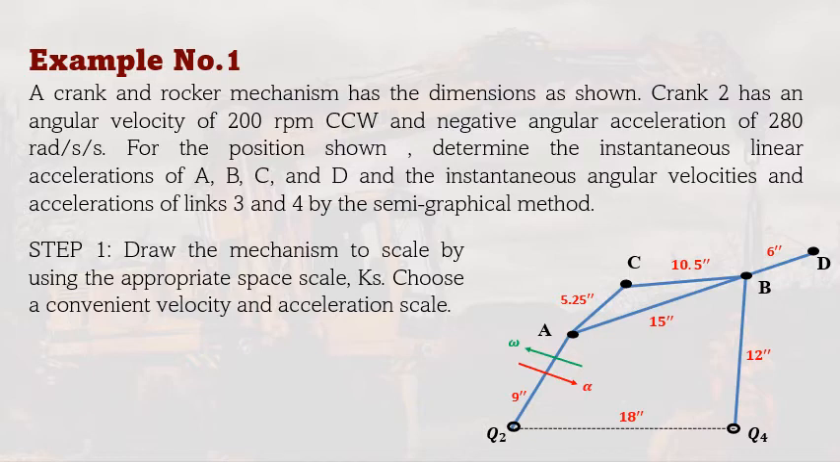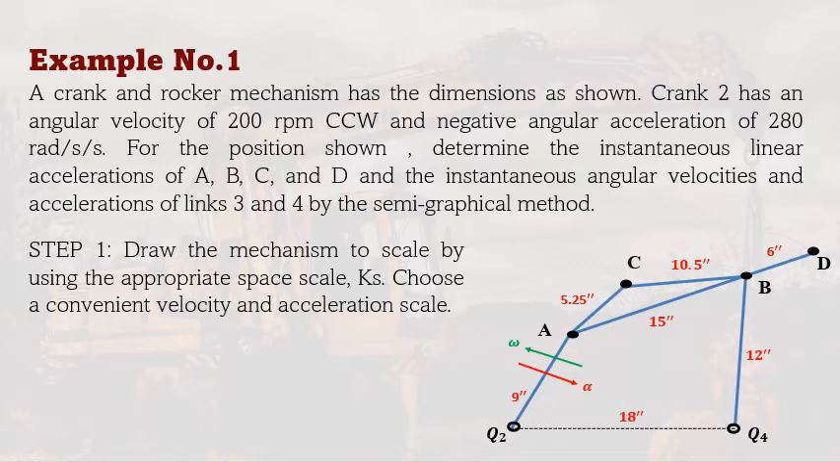Step 1 would be to draw the mechanism to scale by using the appropriate space scale. If you're given, for example, 10.5 inches, that is almost one ruler, so it cannot fit in your paper. In order to make sure that these dimensions will fit in your paper, you will use the space scale. Say, for example, 1 inch represents 12 inches in the given, then this 12 inches will be 1 inch in your paper. That's how you can use the space scale, and that would help us to have a convenient velocity and acceleration scale.